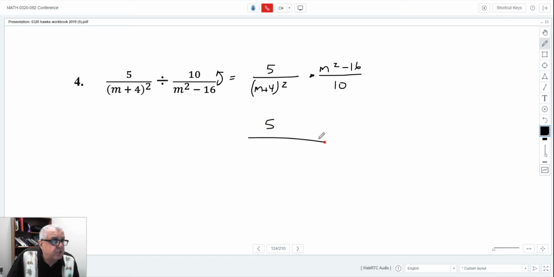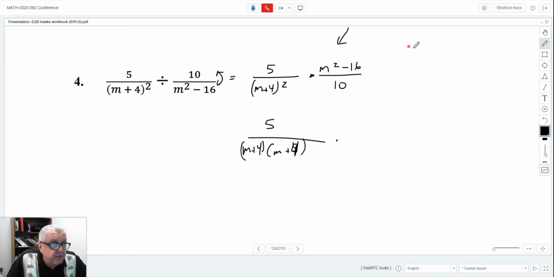Well, the first fraction actually doesn't factor. M plus 4 squared is really m plus 4 times m plus 4, right? 5 squared is 5 times 5. 9 squared is 9 times 9. m plus 4 squared is m plus 4 times m plus 4.